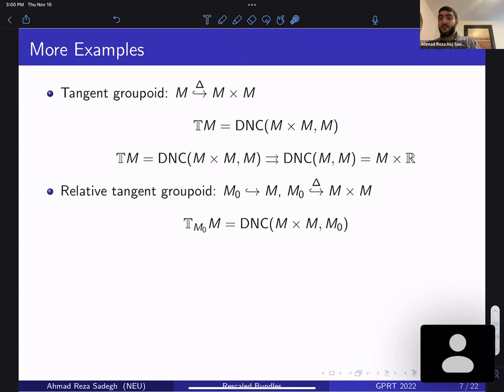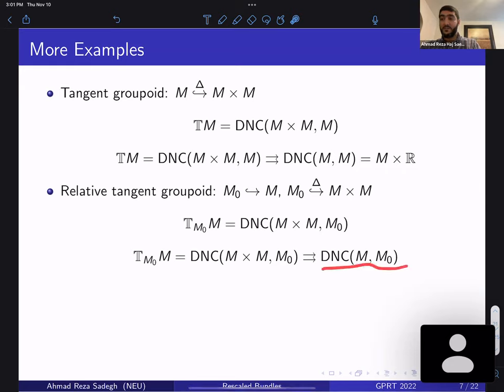There's another version, a modification of this tangent groupoid, which we use in the context of the equivariant index formula, the relative tangent groupoid. You start with a submanifold of a given manifold, and look at the diagonal embedding of that submanifold inside the double of the original manifold. You take this DNC, it is still going to be a groupoid and a smooth manifold, and the groupoid this time has a different object space: it's the deformation space itself.